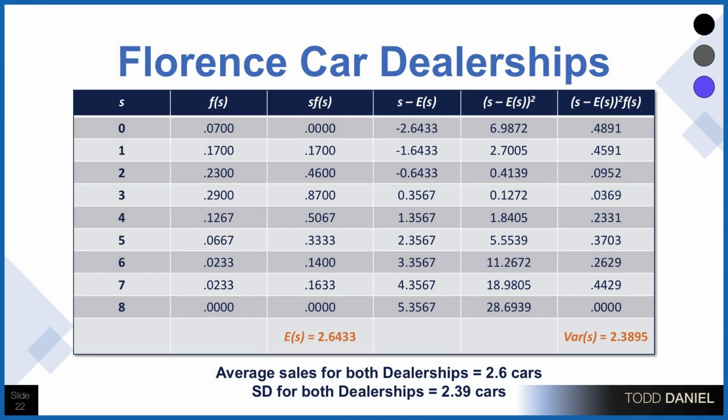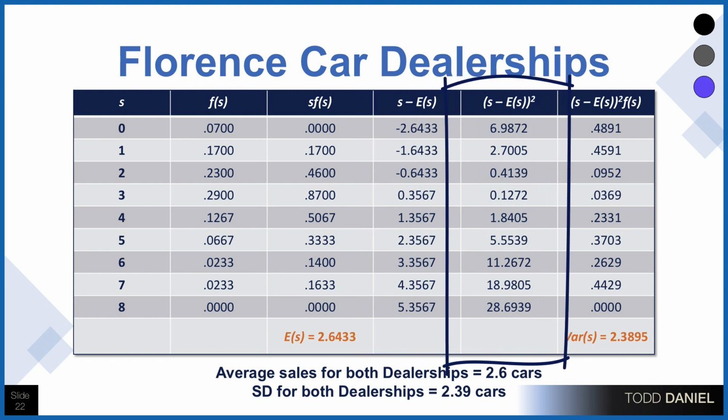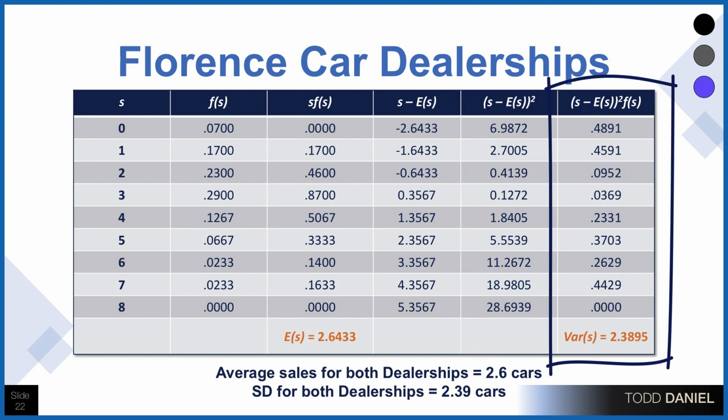And then we could create our deviation scores by subtracting the sales figure from the mean. And then we would square that value, add it up, divide by 8, and it gives us our variability. Take the square root of that, would be the standard deviation.